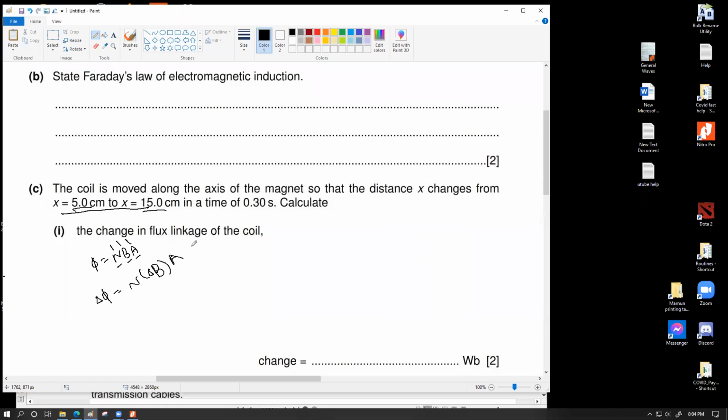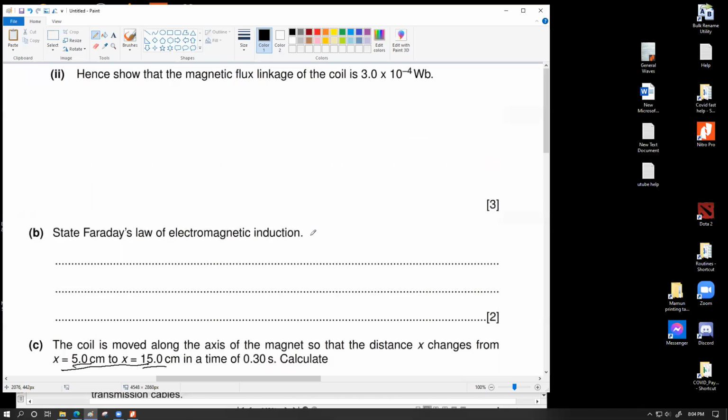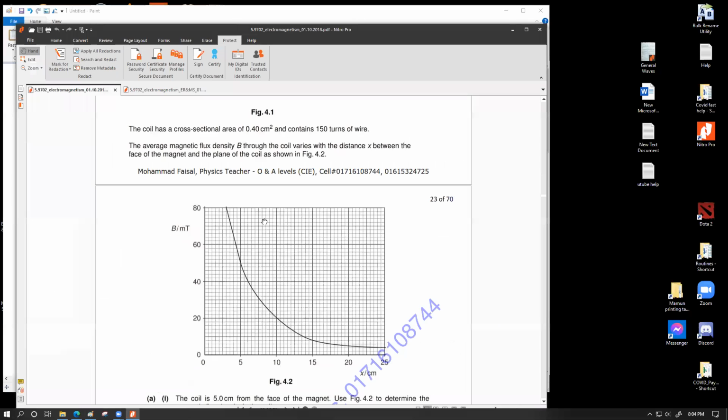Either you can do this and find out the difference between 5 and 15. If you have a look at the graph over here, at 5 centimeter the value is 50 millitesla. At 15 the value is, I can see how much, 10, and this is 8 millitesla. At 15 it is 8 millitesla.